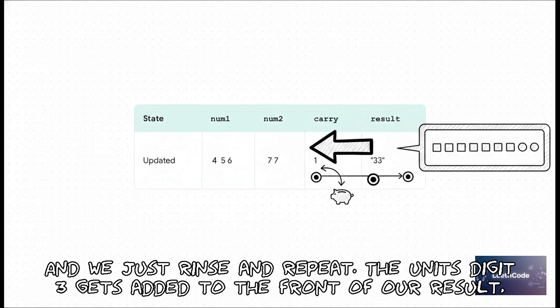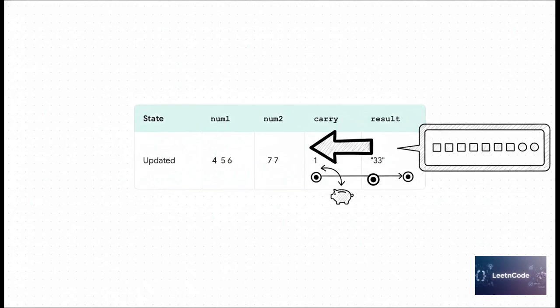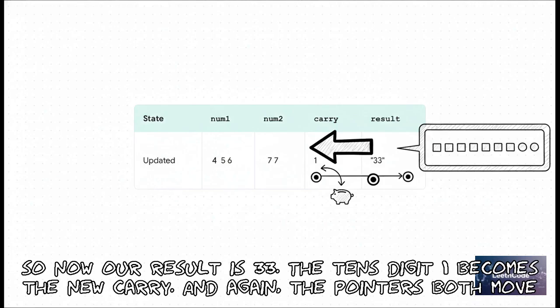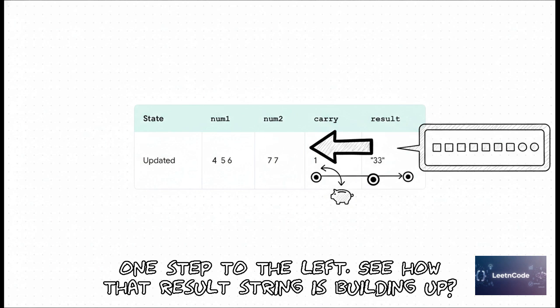The units digit 3 gets added to the front of our result, so now our result is 33. The tens digit 1 becomes the new carry. And again, the pointers both move one step to the left. See how that result string is building up?